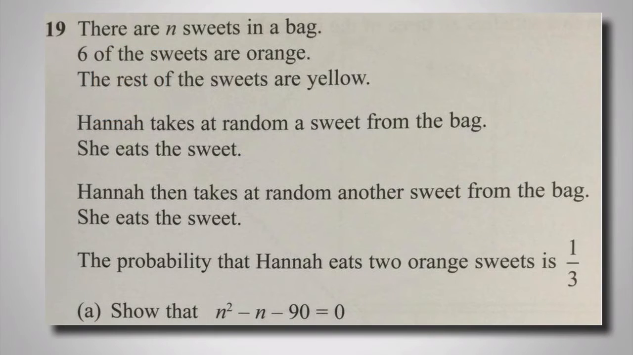Right, let's have a look at solving this difficult GCSE maths question that's been going around on Twitter. So we know that there are n sweets in a bag. So let's write that now. The total number of sweets is n.